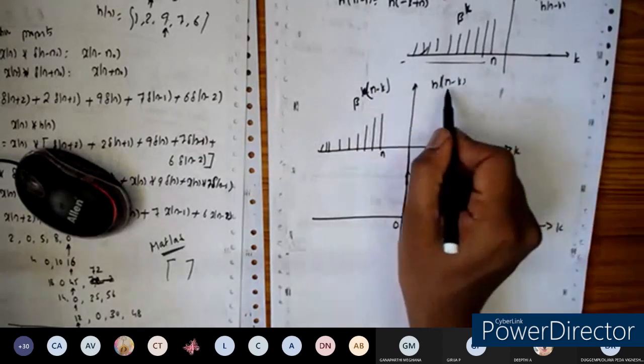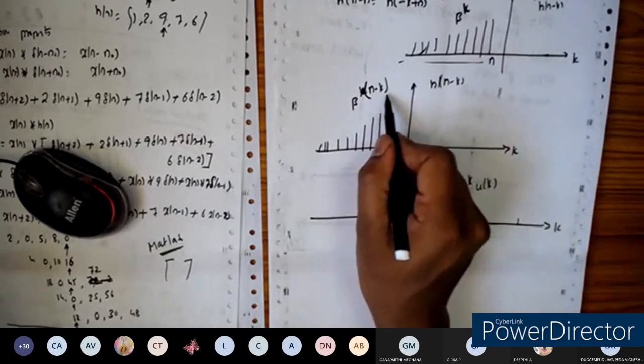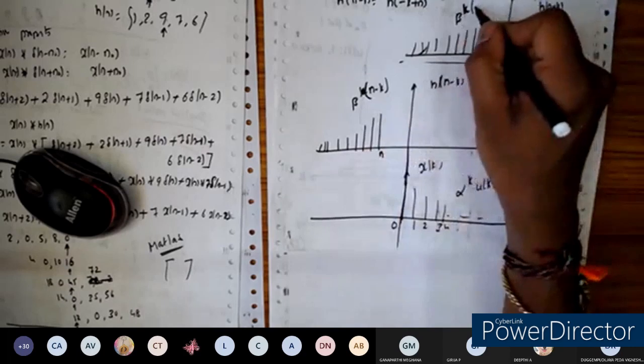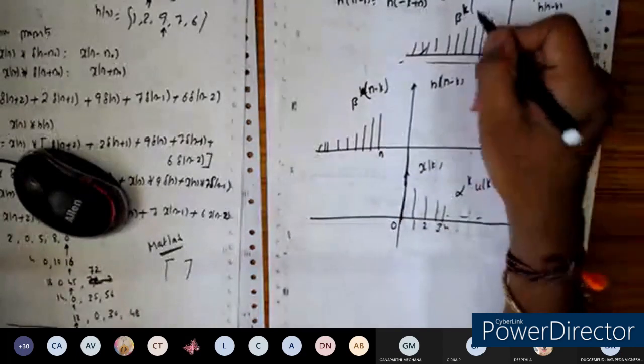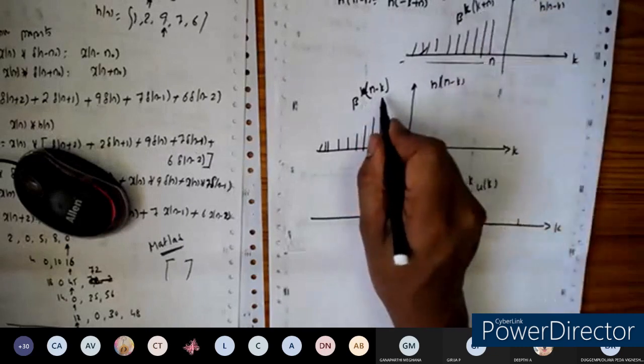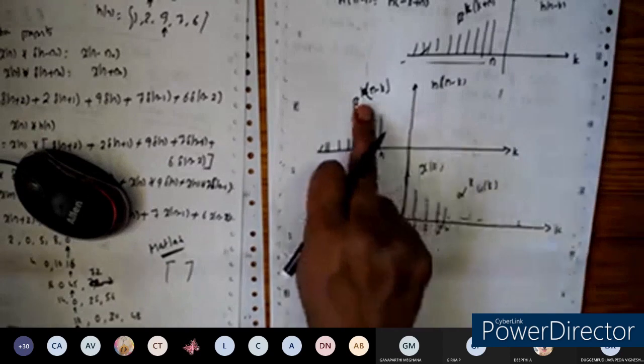Sorry, I forgot. Since we have shifted the sequence, I'm going to call this one beta to the power of n minus k. I'm going to write here beta to the power of k into n minus k. So here also I can write beta to the power of k plus n, because we have shifted here, and this is beta to the power of n minus k. Kindly make that change.